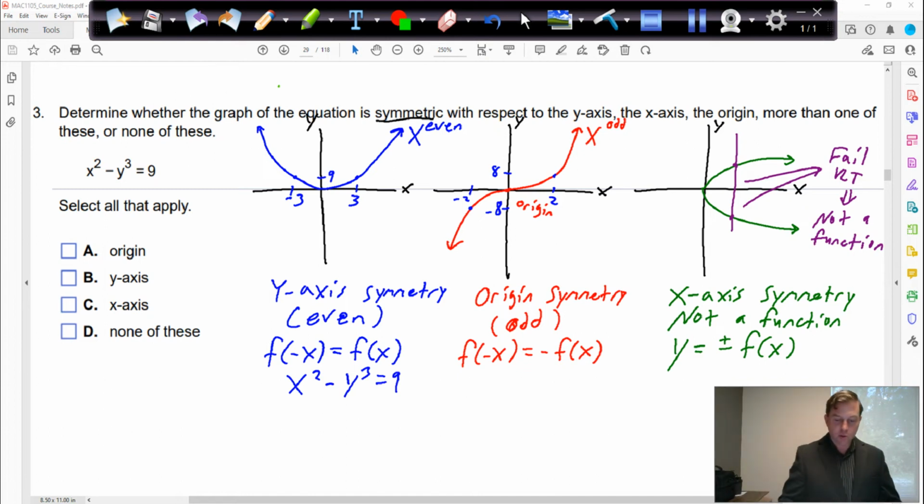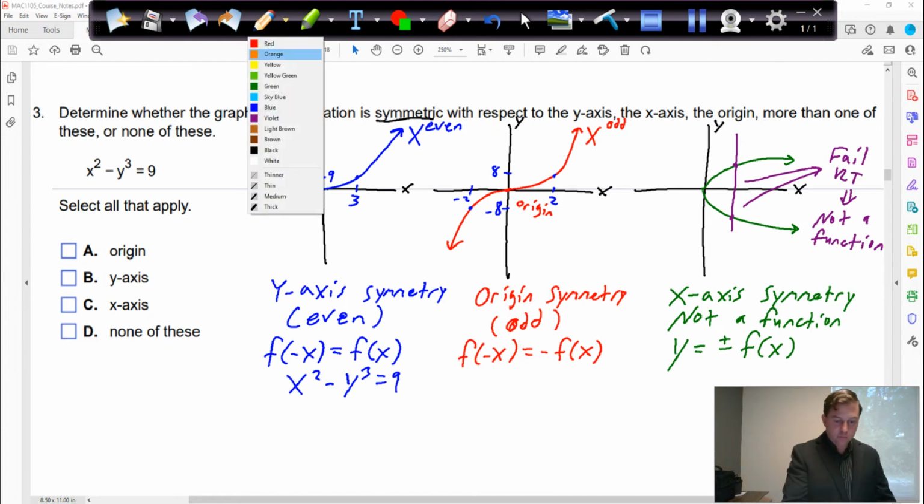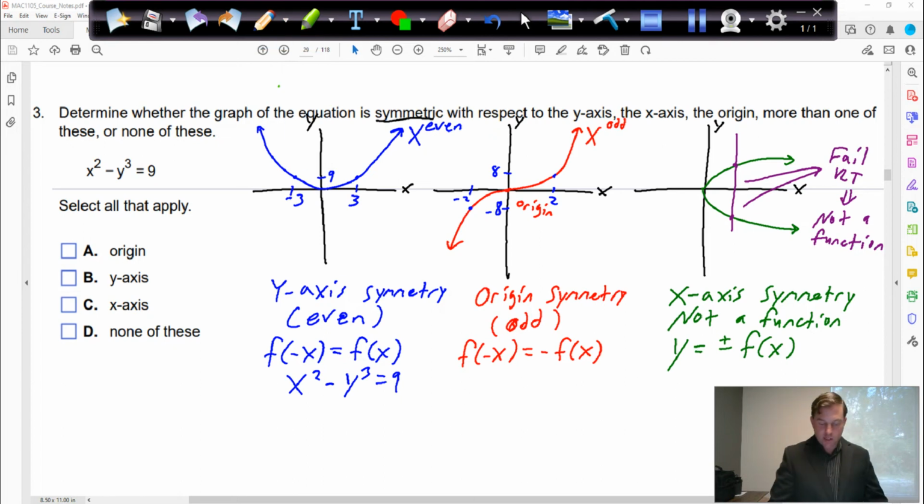If, on the other hand, we put in negative x and we get negative x squared plus y cubed equals, actually equals minus 9. So we have the exact opposite. Everything has been flipped. So positive x squared becomes minus x squared. Minus y cubed becomes plus y cubed. 9 becomes minus 9. If we get that, then it has origin symmetry.